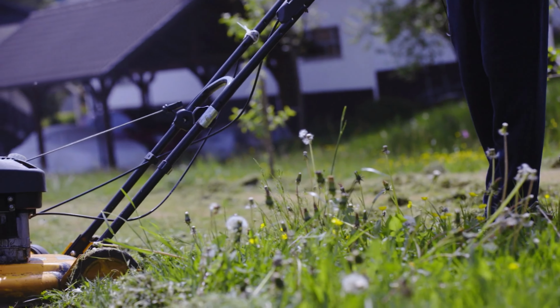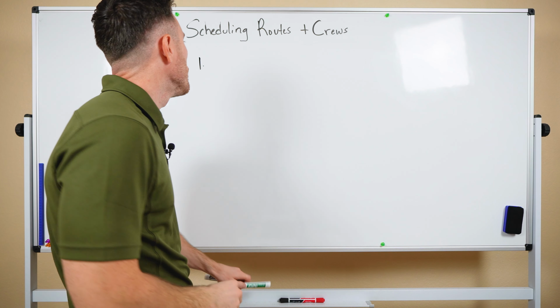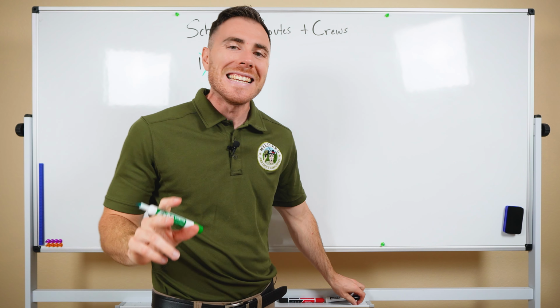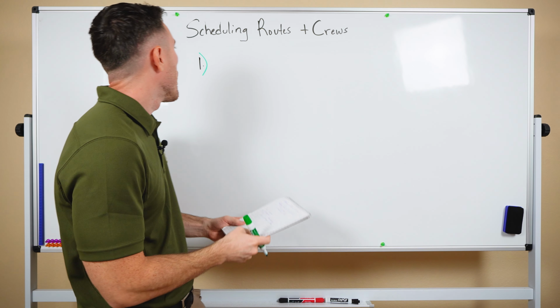So the first thing that I want to make sure that we understand here is that there are two different seasons, and I'm going to put this in green here. There are two different seasons in the seasonal lawn care business route. So you have two seasons. What do I mean by that?